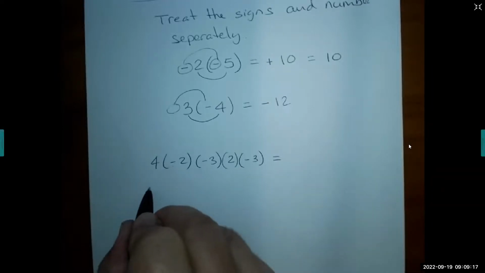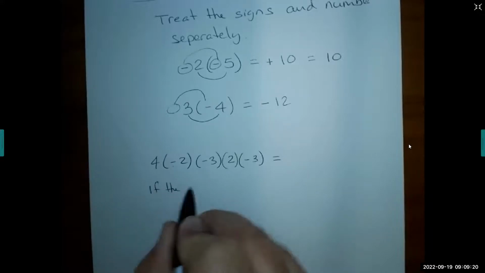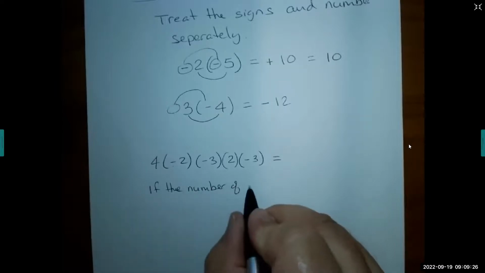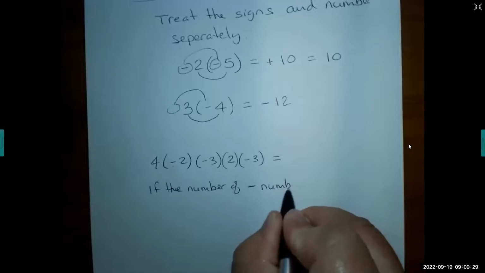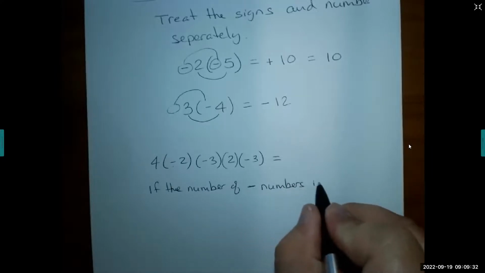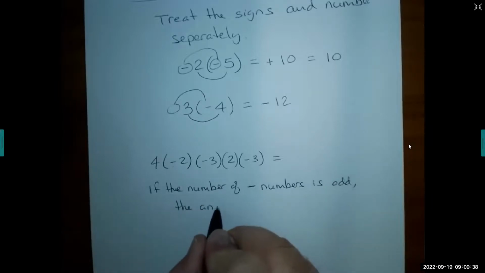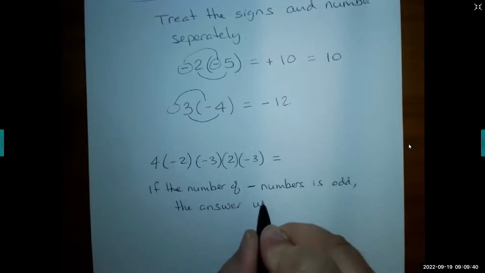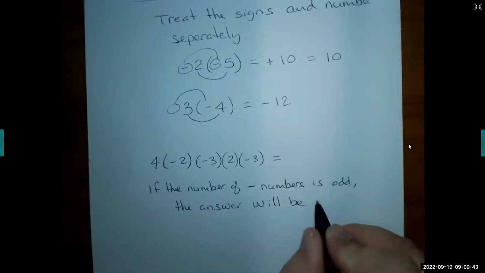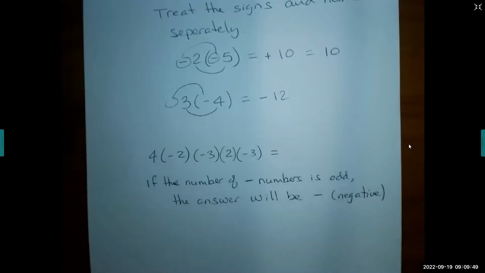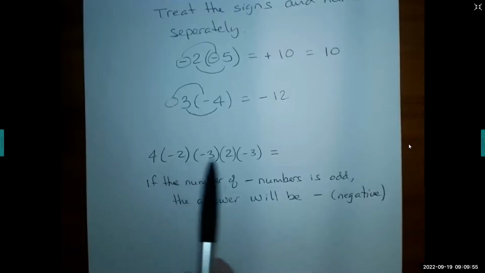So if the number of negative numbers is odd, the answer will be negative. So all you do is count the number of negatives. 1, 2, 3. Since we have 3 negatives, the answer is going to be negative.